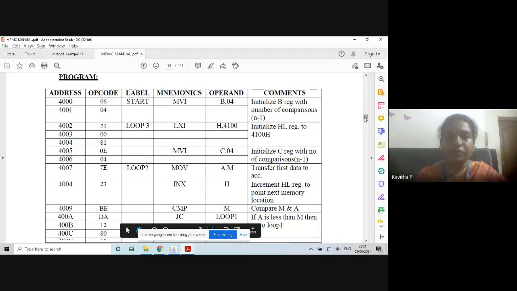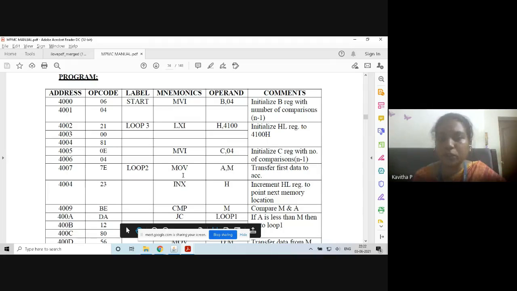To explain the coding, first MVI B, 04. We are assigning the B register value to be equal to 04, because the total number of sample data that we are taking is 5. So the outer counter value will be equal to the total number of data minus 1. And then LXI H, 4100, where we are initializing the first memory location to be 4100. And then MVI C, 04, which is the inner register. The outer register value and the inner register value have to be the same as the total number of data minus 1, which is why the C register is also assigned the value 04.